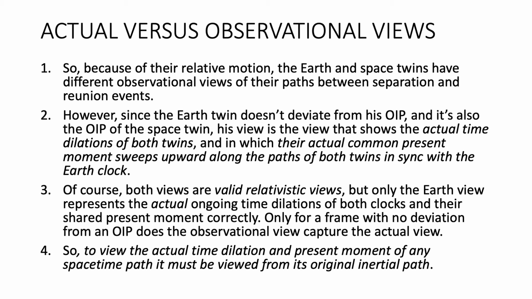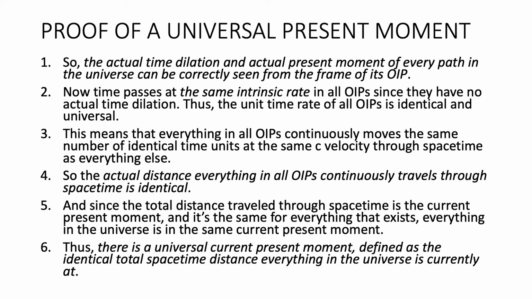Only for a frame with no deviation from an OIP does the observational view capture the actual view. So to view the actual time dilation and present moment of any space-time path, it must be viewed from its original inertial path. So the actual time dilation and actual present moment of every path in the universe can be correctly seen from the frame of its OIP.